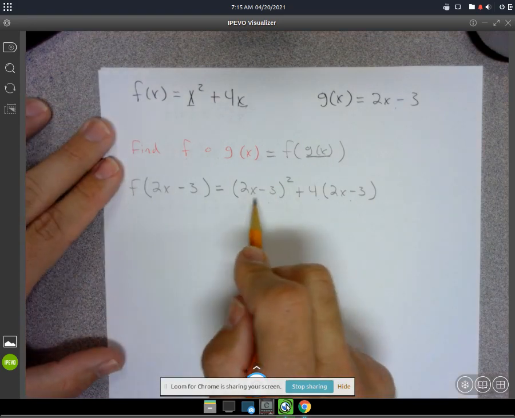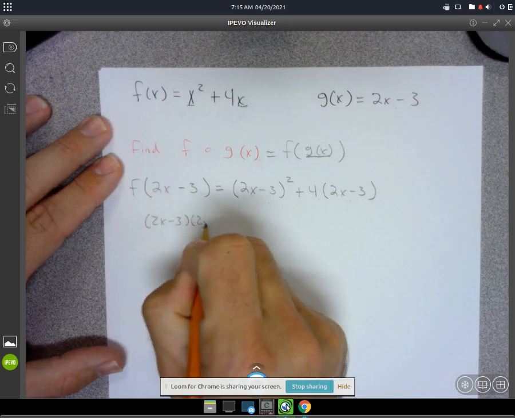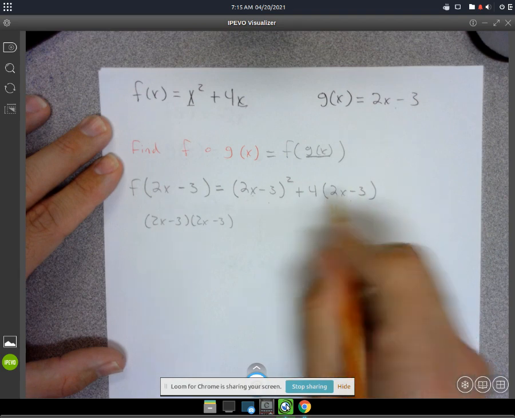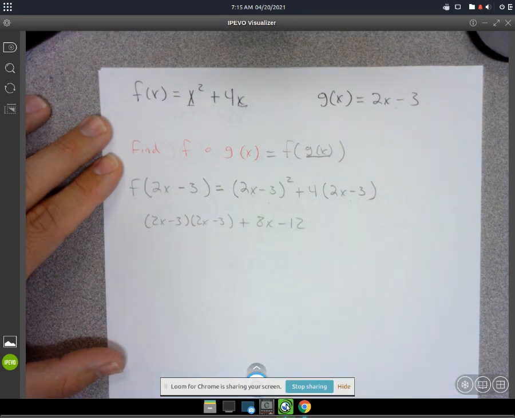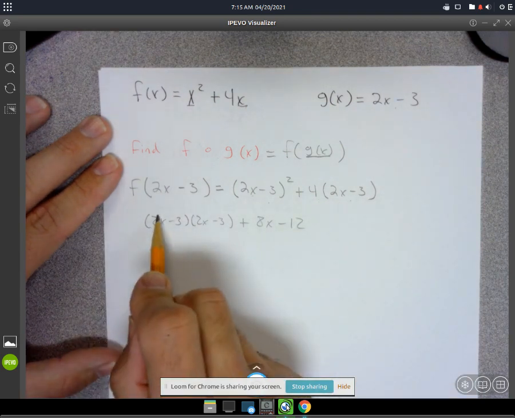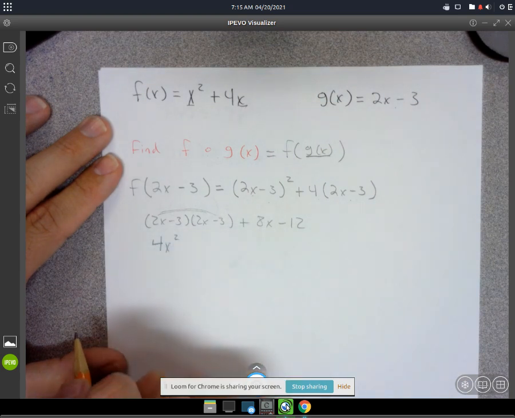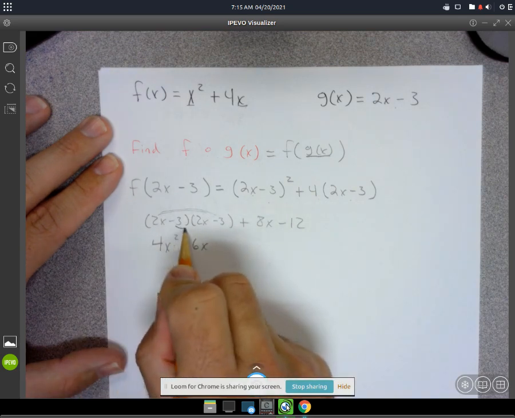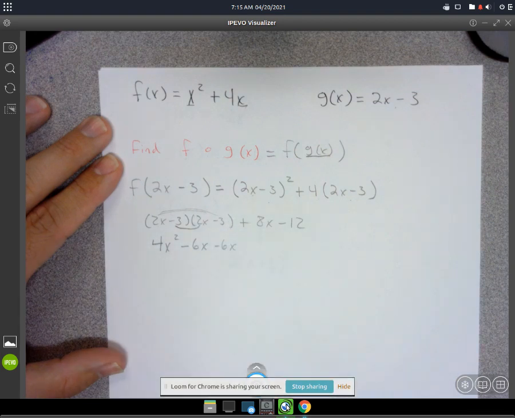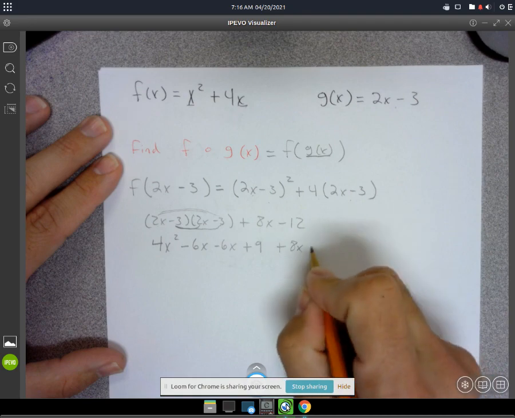Oh, gosh. So I'm going to do 2x minus 3 times itself. And I can go ahead and distribute my 4. That'll be an 8x minus 12. And I got to do the double distributive property here. So that'll be 2x times 2x is 4x squared. 2x times negative 3, that'll be a negative 6x. Here I've got another negative 6x. And then negative 3 times negative 3 will be positive 9. And then I still have this 8x minus 12.